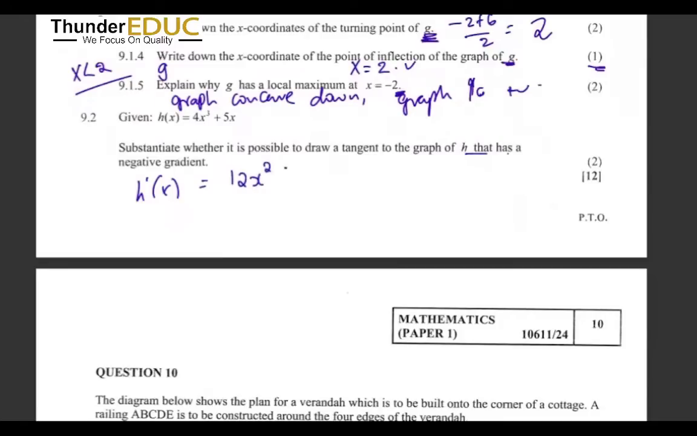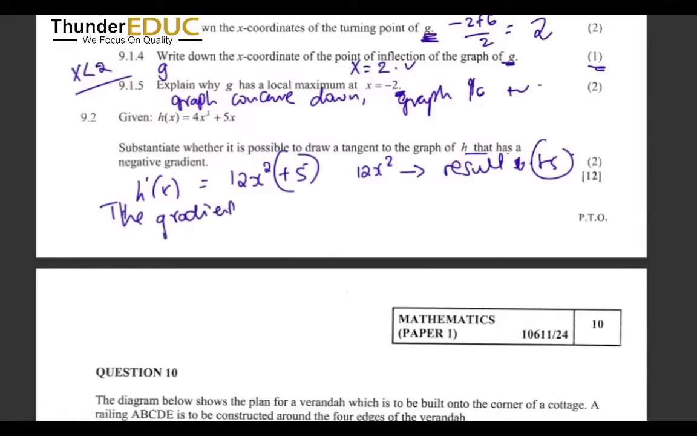That's going to be 12x squared plus 5. When you look at this, we know that 12 is just a number multiplied by x squared. So if we multiply this with a negative number, it's always going to give us a positive result. Then positive 5 is just a constant, which is also positive. So it's not possible for the gradient of this graph to ever be negative.